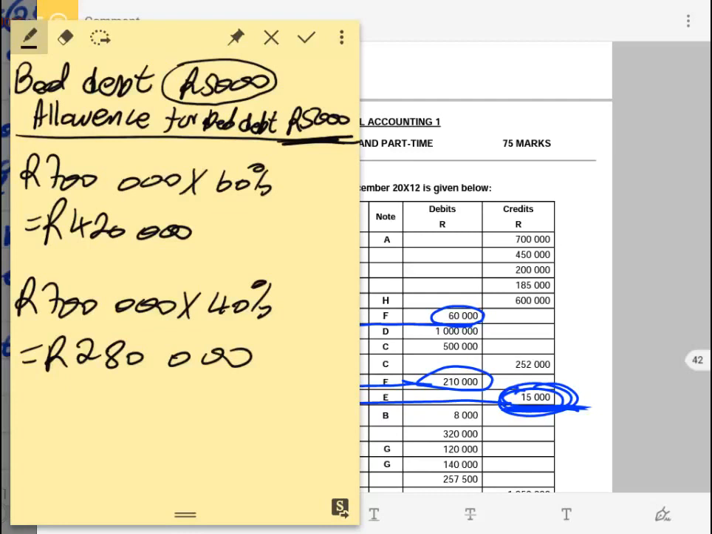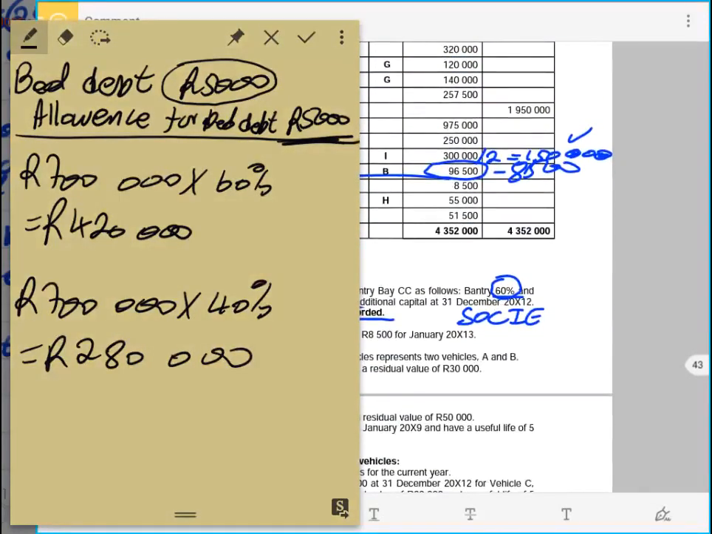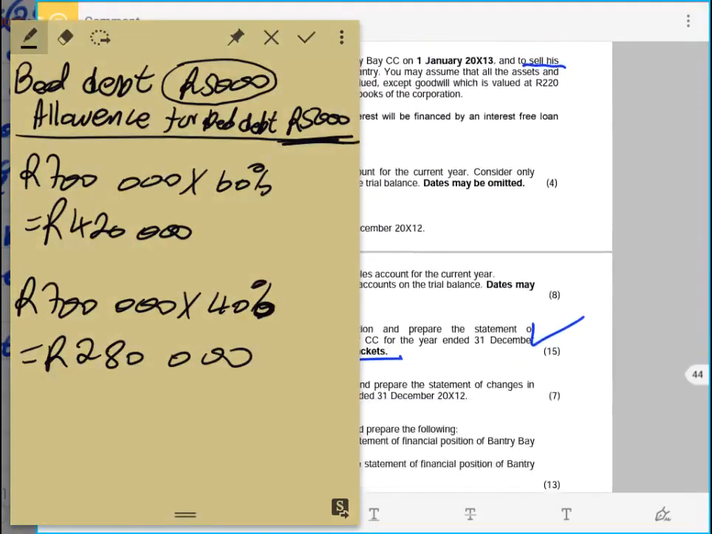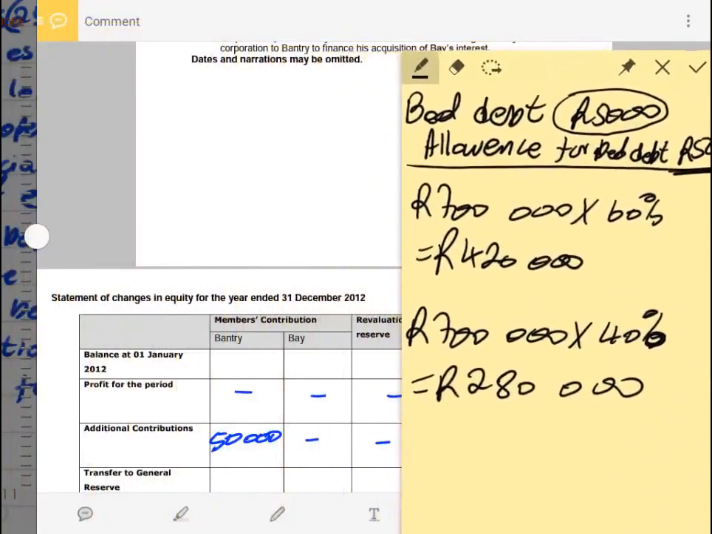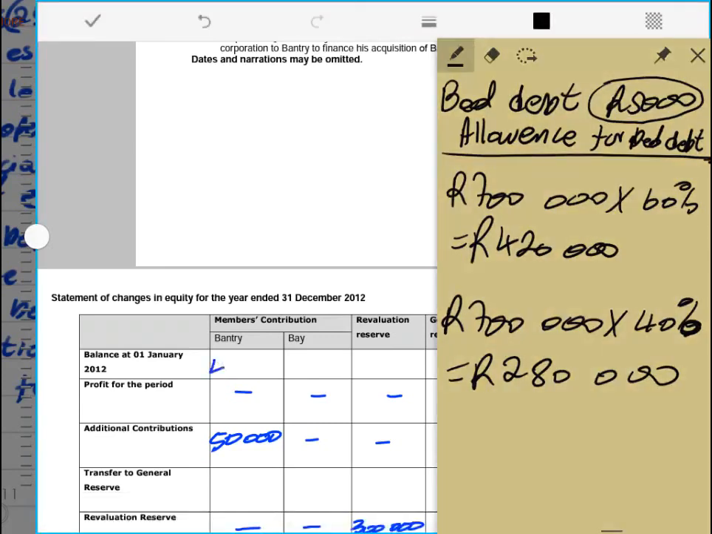So now we know that Bentley shares 60% in the contribution of that 700,000 rands. Therefore, now the share for that member will have to be 420,000 rands. So let me record that opening balance 420,000 rands, and the second one will be 280,000 rands opening balance.